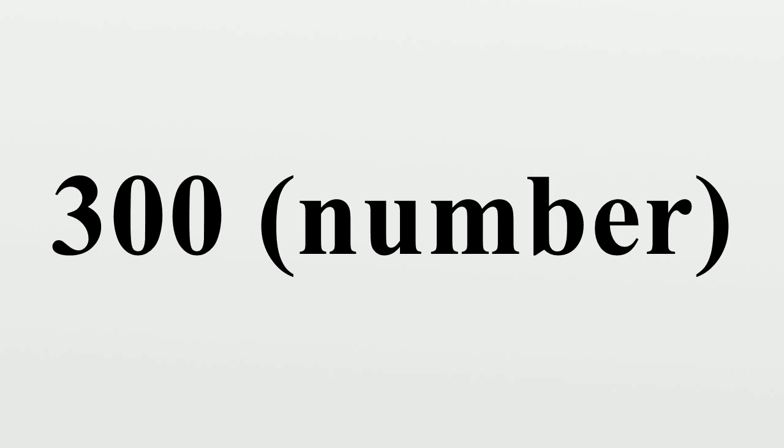397, prime number, Cuban prime, centered hexagonal number. 398 equals 2 times 199, non-totient. 399 equals 3 times 7 times 19, sphenic number, smallest Lucas-Carmichael number, Harshad number.